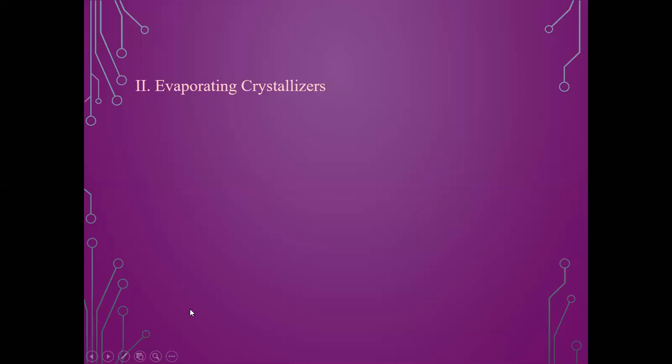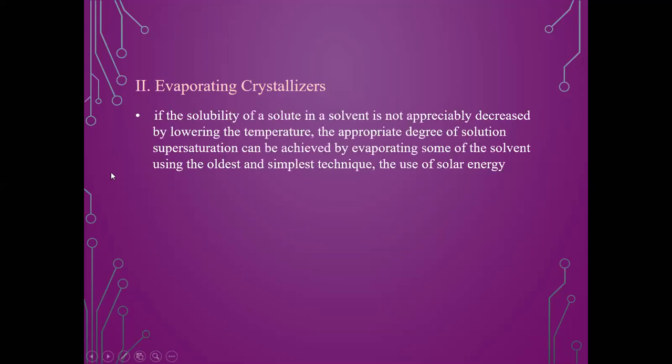Now, the second group of crystallizers, so we have finished with the first one, the cooling crystallizers, are the evaporating crystallizers. In here, we expect a certain amount of the solvent present in the carrier solvent in our original feed to be evaporated so as to concentrate it. If the solubility of a solute in a solvent is not appreciably decreased by lowering the temperature, the appropriate degree of solution supersaturation can be achieved by evaporating some of the solvent using the oldest and the simplest technique, and that is the use of solar energy.